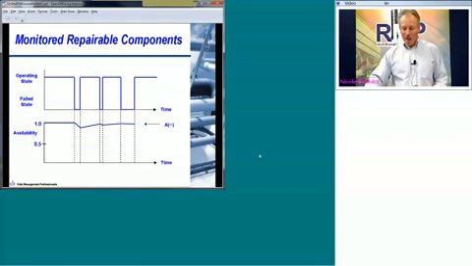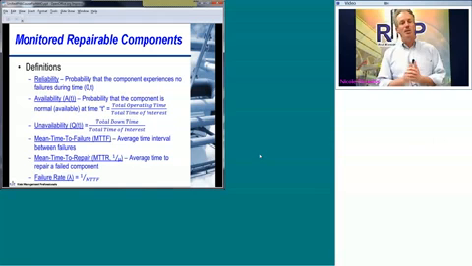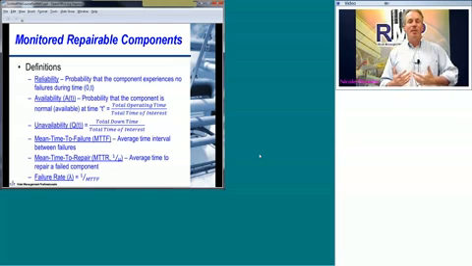Some specific definitions, some of this is pretty self-evident, and it's all provided here for background. But basically, reliability is that the component experiences no failures during the time of interest. Availability is the part we were just looking at, the total time where it's operating divided by the total time of interest. Unavailability, which is usually the easier calculation to do, is total downtime divided by the total time of interest.